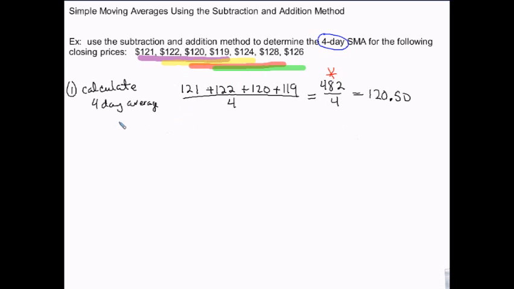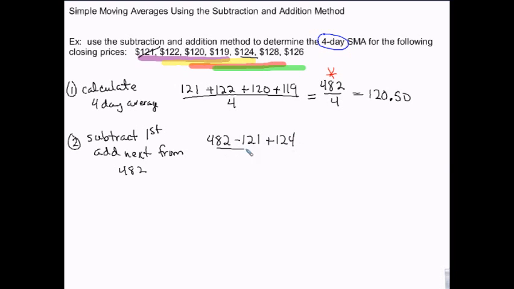Now for my second calculation, I subtract the first. Okay, so here's my list, right? So for the yellow, I just did purple. Now I want to do yellow. And to make yellow happen, I take out 121 and I add in 124. So I take that 482, I subtract 121, I add in 124, and I divide it by 4.